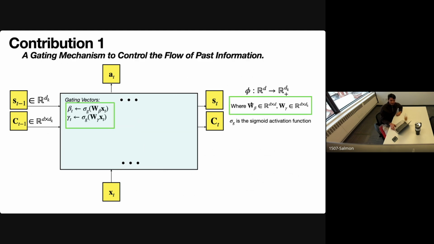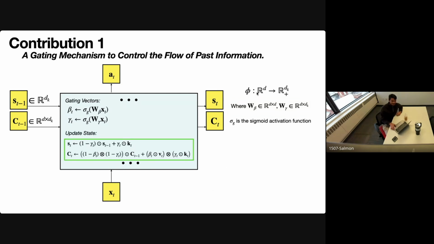And to solve this, what we introduce is a gating mechanism. We introduce additional learnable parameters into the network, and then we use the sigmoid function to generate gating values between 0 and 1. Then we use these gating vectors to control the flow of past information. The idea is very similar to the way LSTMs are implemented. So we generate the gating values using the input sequence, and then we use that to control the flow of past information.